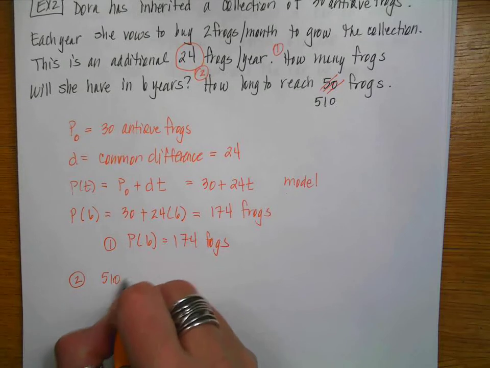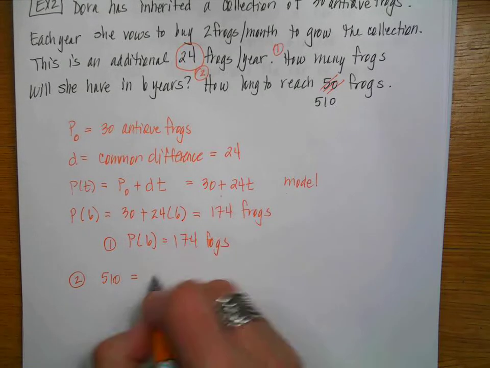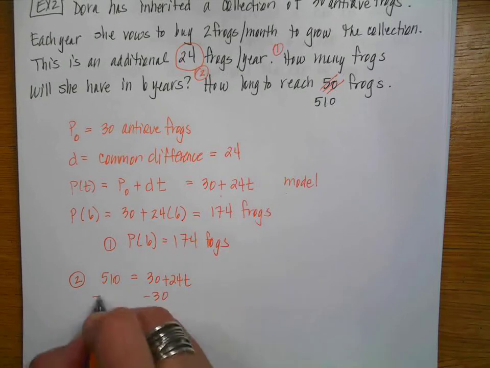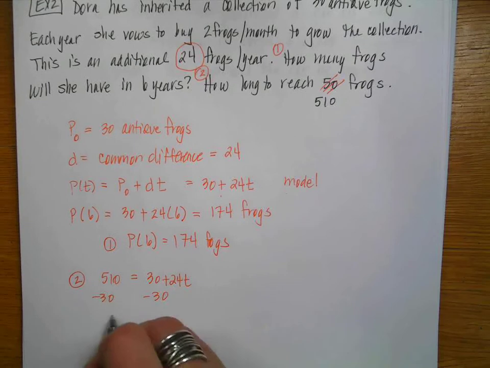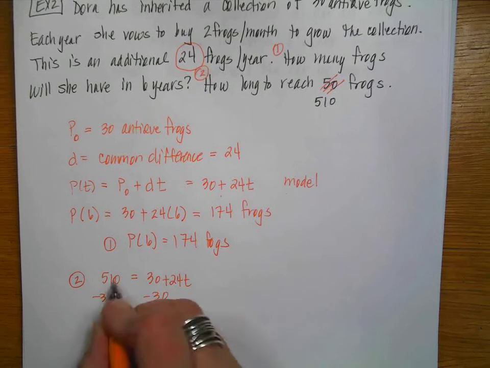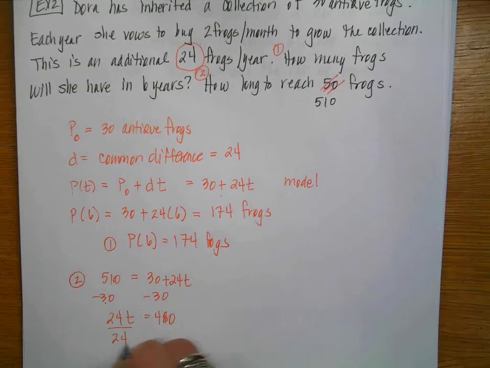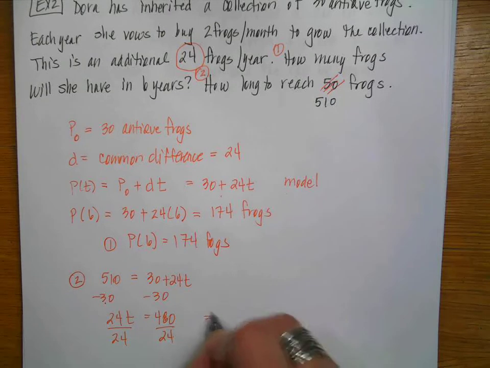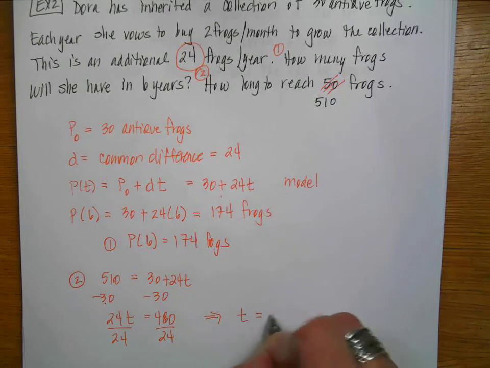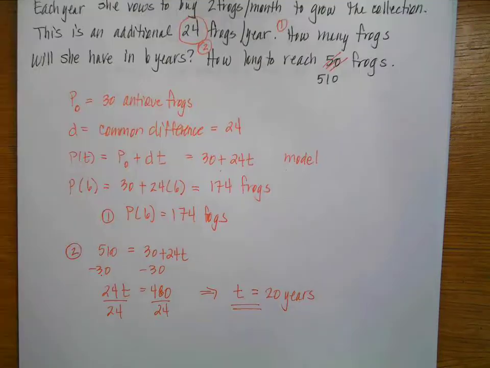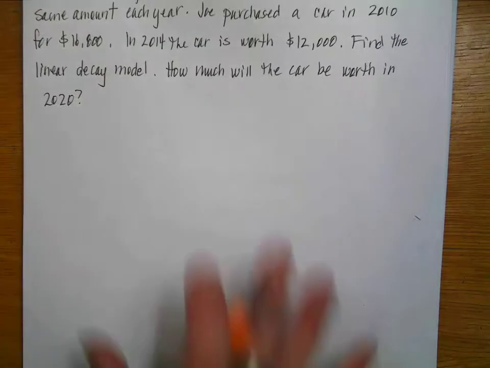So if we set up our situation, we're going to say 510 is equal to the model that we had, 30 plus 24t. I'm going to subtract 30 from both sides. So I'm going to get 24t. 510 minus 30 is 480. I'm going to divide both sides by 24, and I'm going to get that t is equal to 20 years. So it's going to take her 20 years to collect 510 frogs. That's a little bit entertaining.